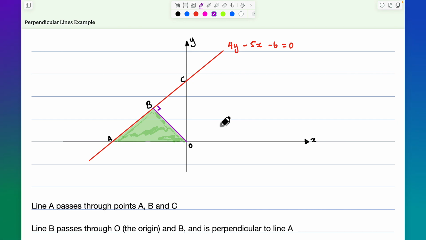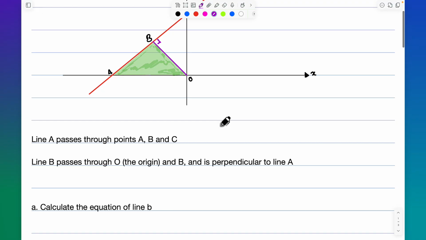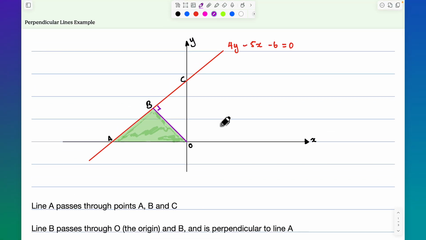So this is a bit of a long question. It's broken into different parts, so let us just analyze what's going on. Essentially, on a Cartesian plane, we have one line that I've drawn in red, and the equation of that line is 4y minus 5x minus 6 is equal to 0. So that's the equation of that straight line.